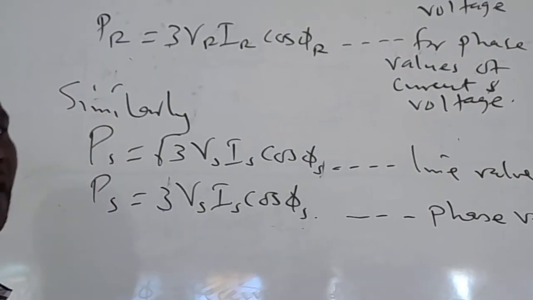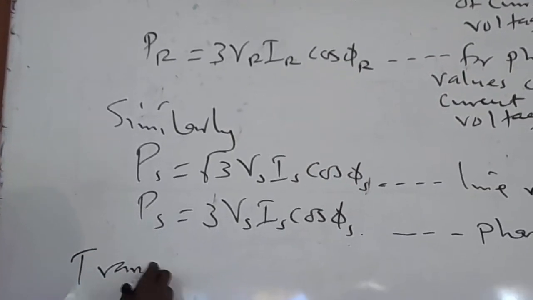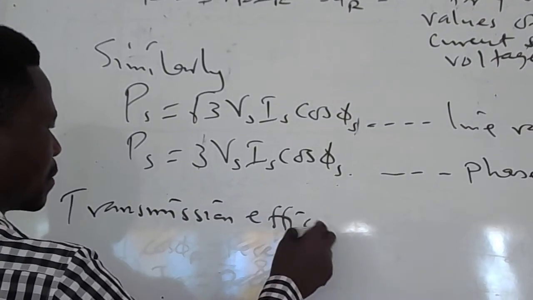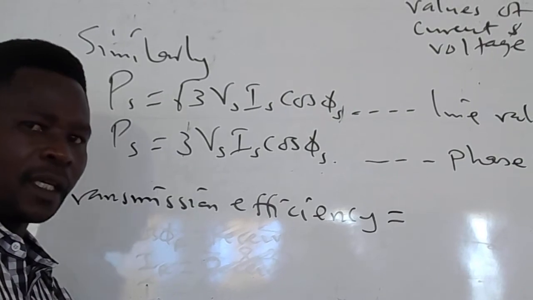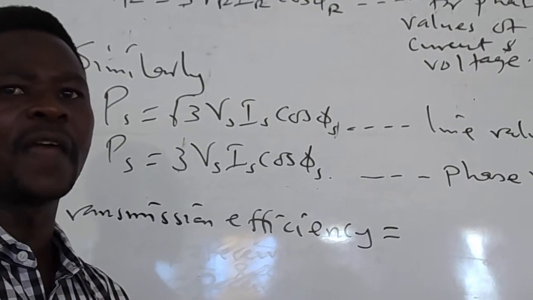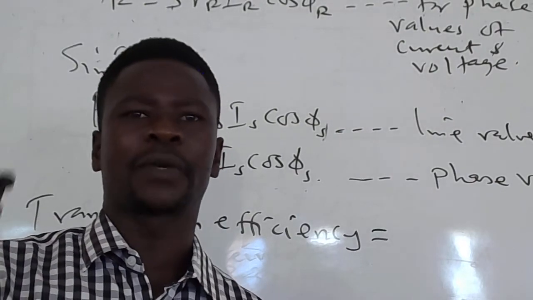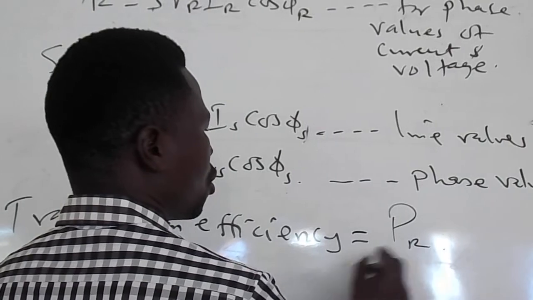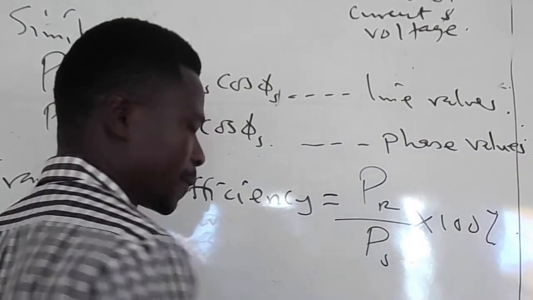Now we also have the transmission efficiency. Transmission efficiency is actually the ratio of the receiving end power to the sending end power expressed as a percentage. And that will give us PR all over PS times 100%.